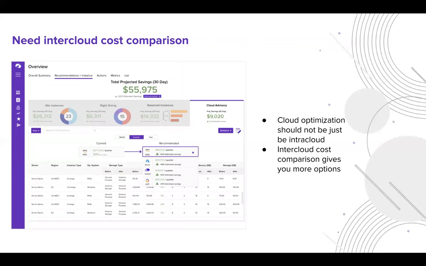And I mentioned, on the topic of multiple clouds, we need intercloud cost comparison. These days, there are so many clouds out there, like AWS, Azure, GCP, Oracle, and DigitalOcean. Different workloads may have different characteristics, and they may behave differently on cost as well in different clouds. So we give you the cost comparison across all these clouds, taking into account your footprint.